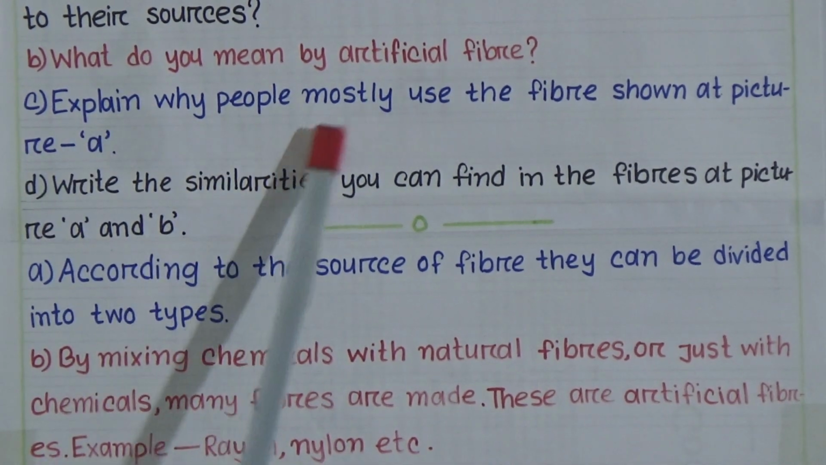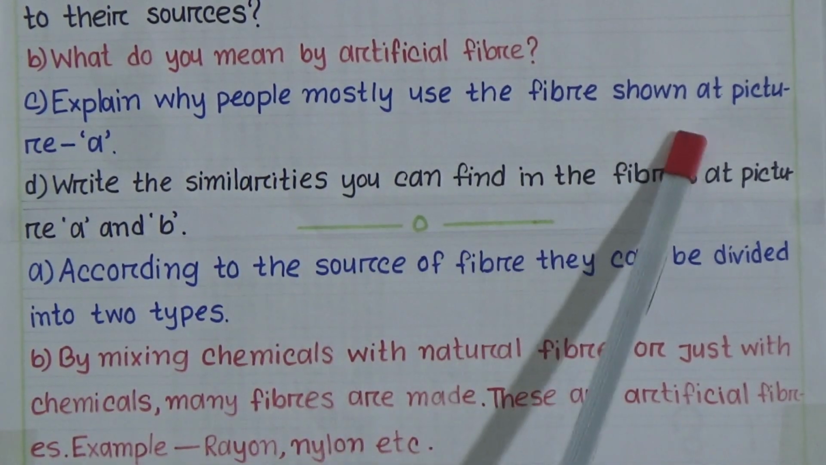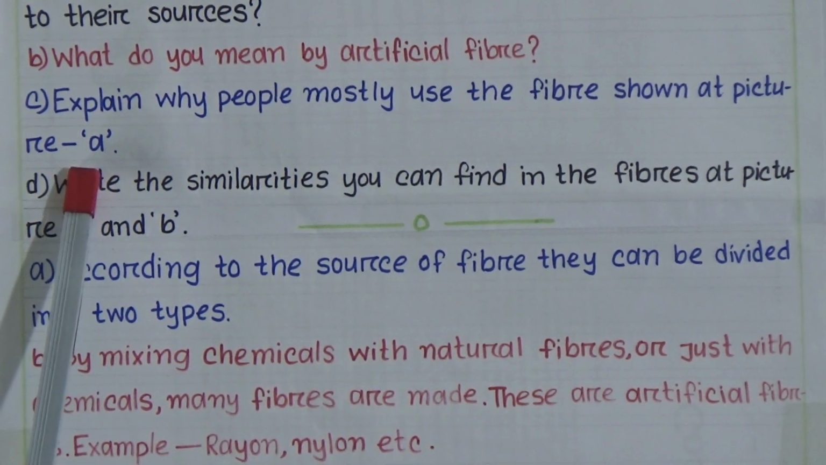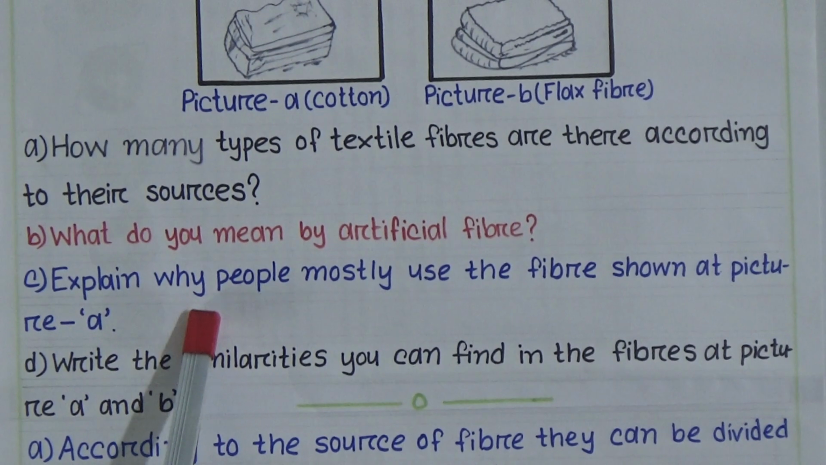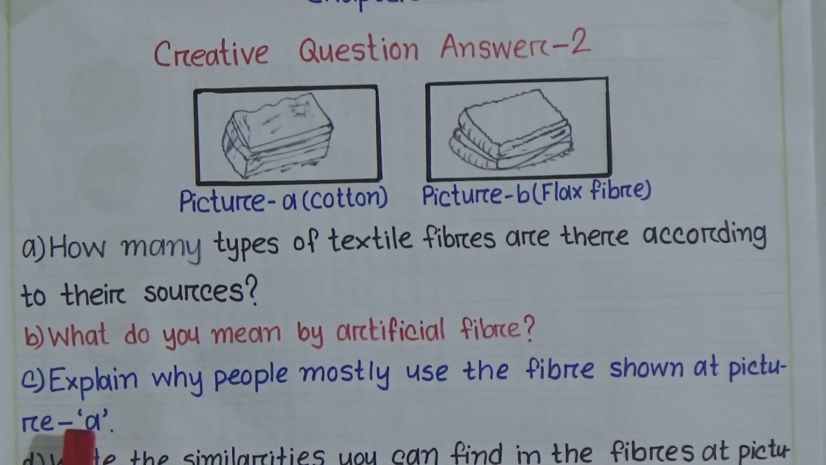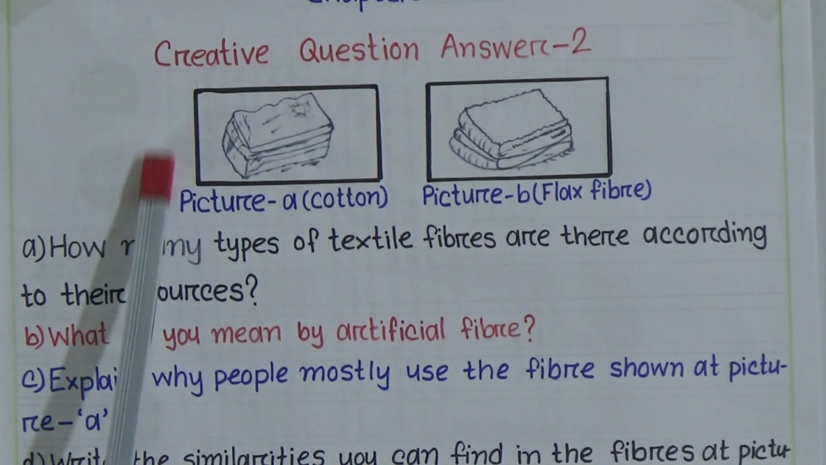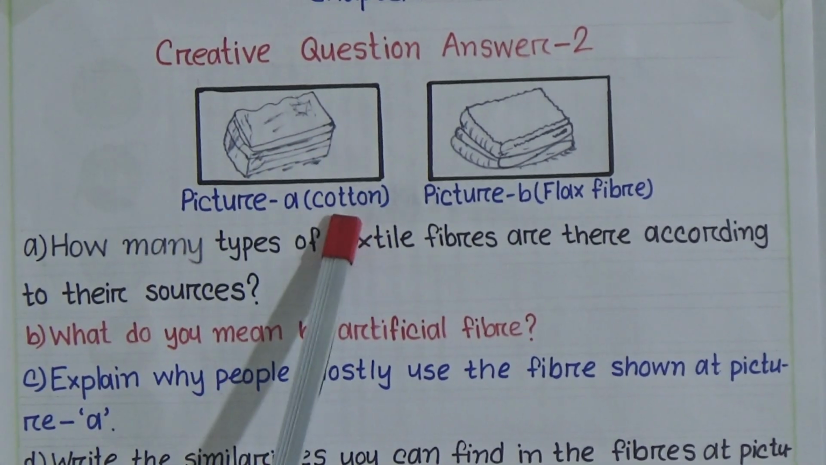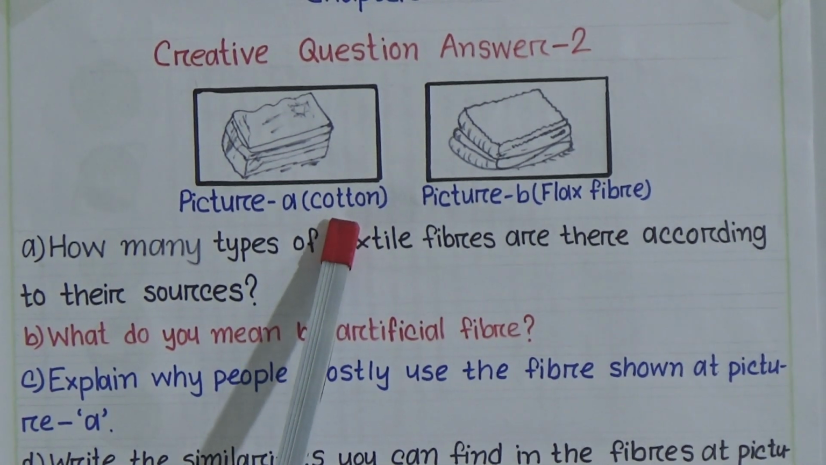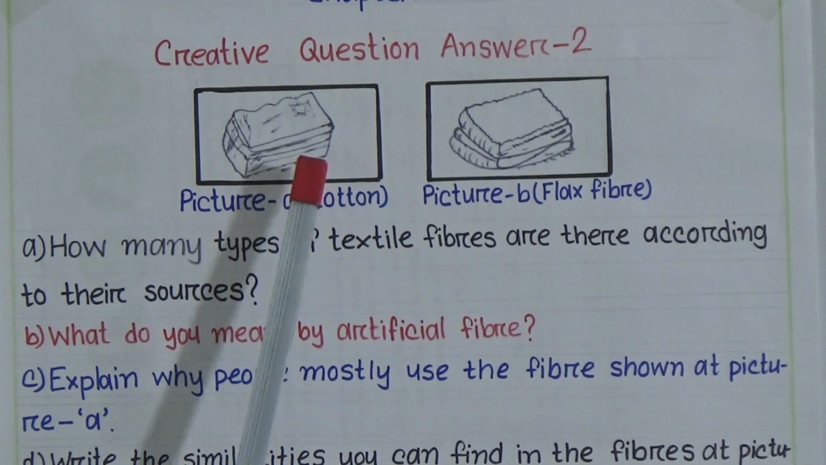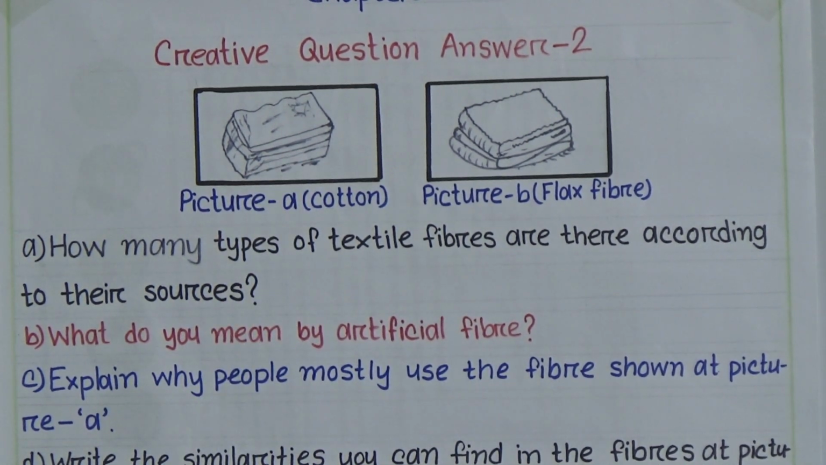Okay, now come to question number C. Explain why people mostly use the fiber shown in picture A. That means, in this picture, what is this? This is the picture of cotton cloth. So you have to explain why people mostly use cotton cloth.